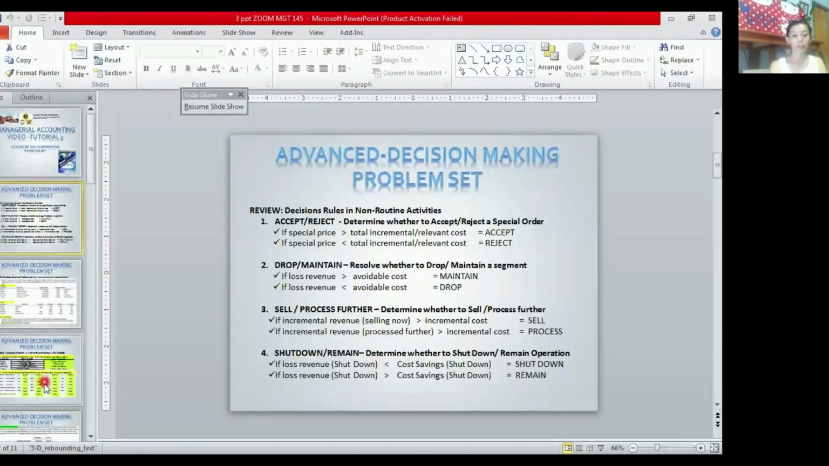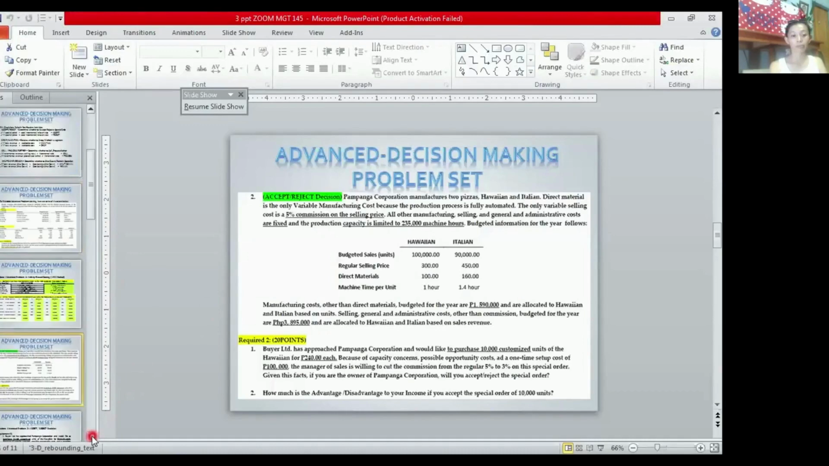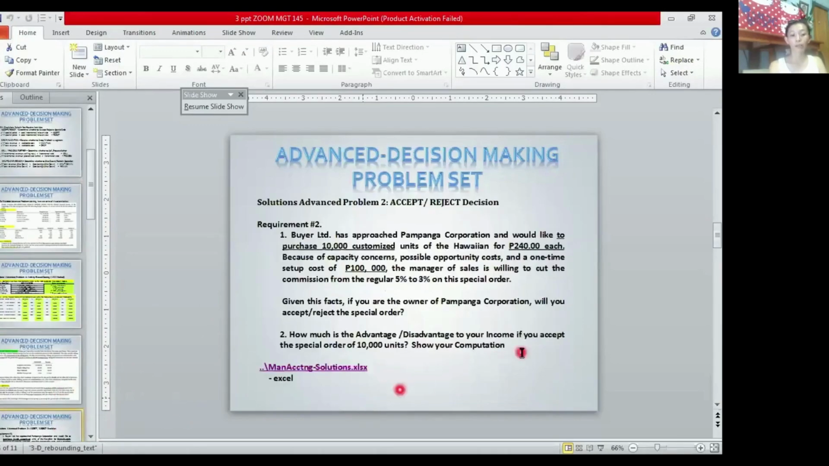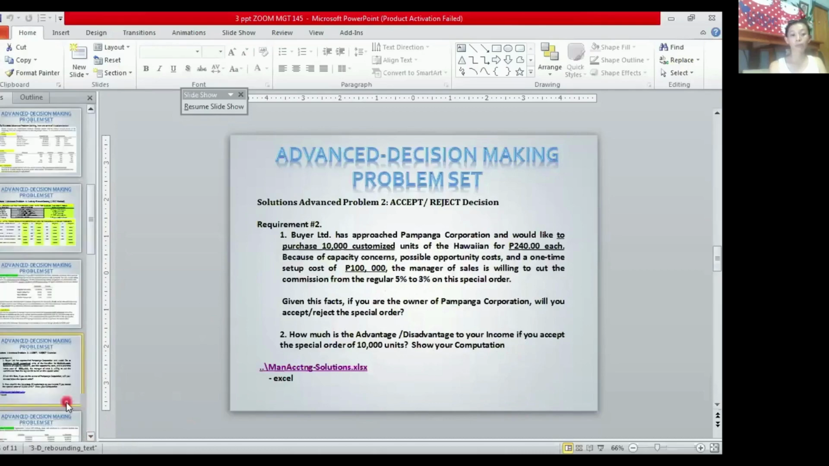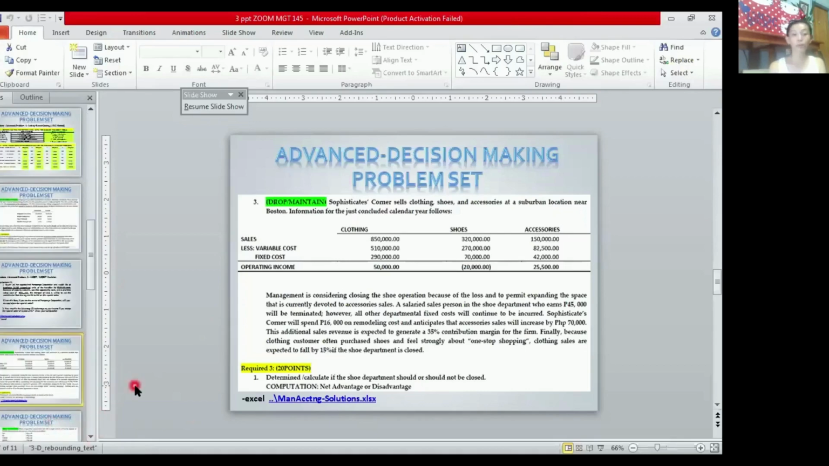Okay, so it's up to you to conclude, to summarize those answers, and to construct your sentence in a convincing way in order to justify your answer, whether to accept or reject the special order, I mean.